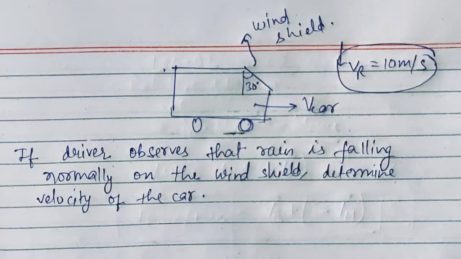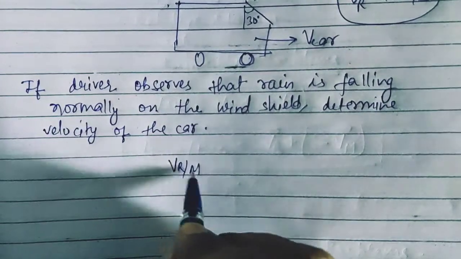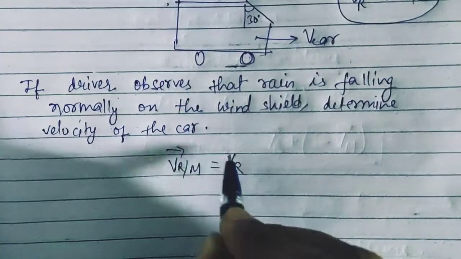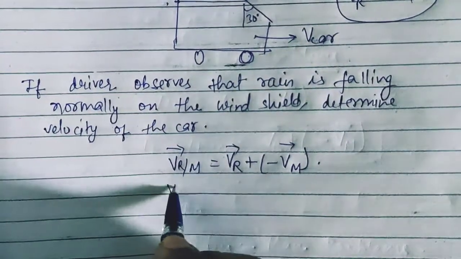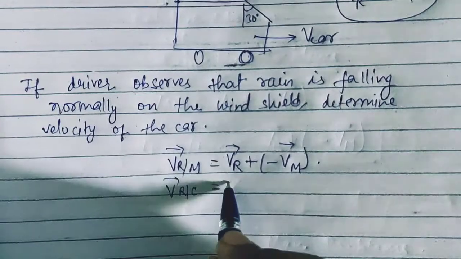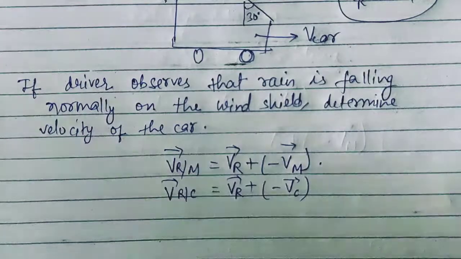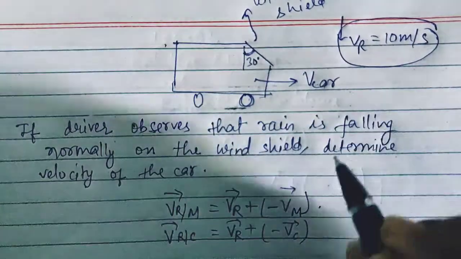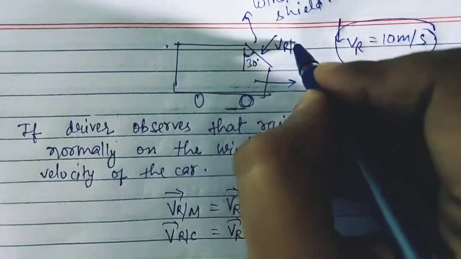Again you have to find the vector triangle. In place of man, here we have a car, but no need to worry, the formula and the process are quite the same. The velocity of rain with respect to man is velocity of rain plus minus of V man. Velocity of rain with respect to car is velocity of rain plus minus of velocity of car. Since we know that the windshield here is at an angle of 30 degree and the rain is falling normally on the windshield, this is the velocity of rain with respect to car.